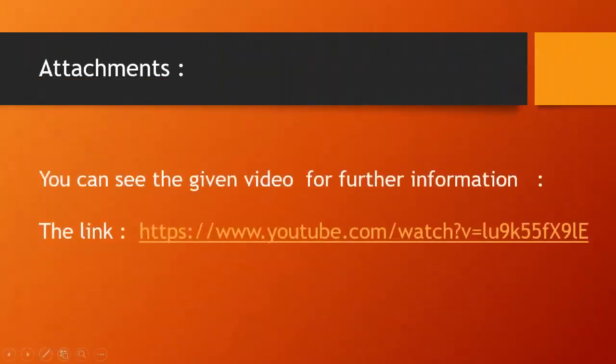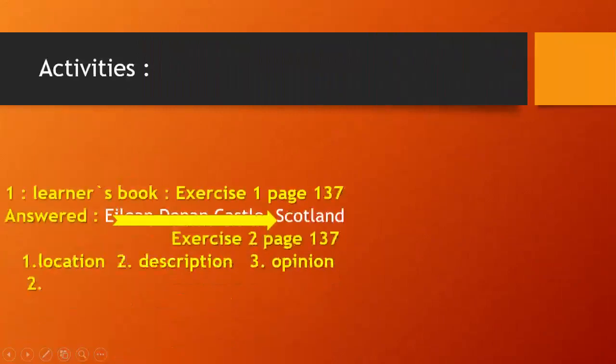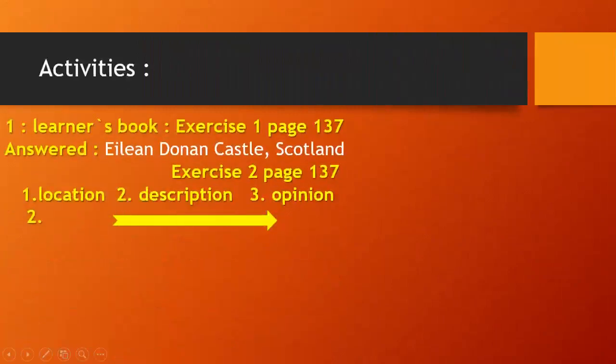Here you will find a link. This link will help you to see a video, and this video will support you and help you to understand the given structure. Finally, the fourth part, the activities. If you open your learner's book, page 137, we will read an essay divided into three paragraphs that talks about Ellendunning Castle in Scotland.